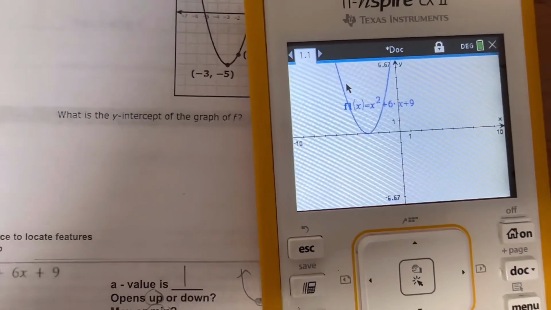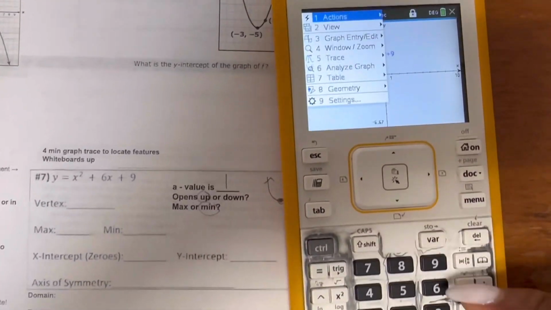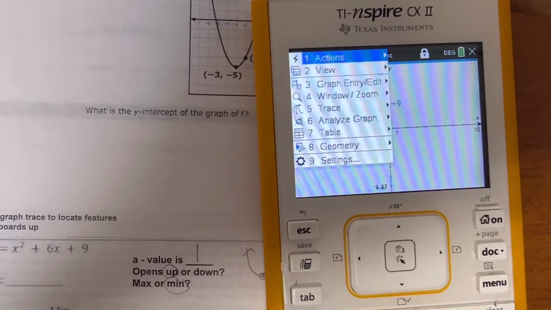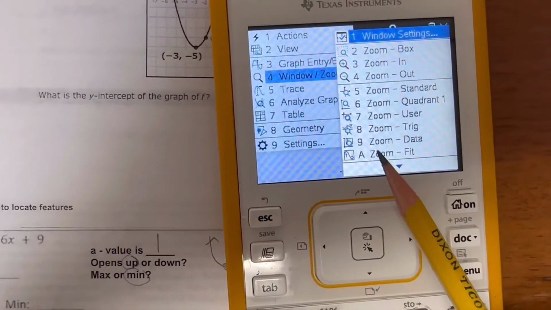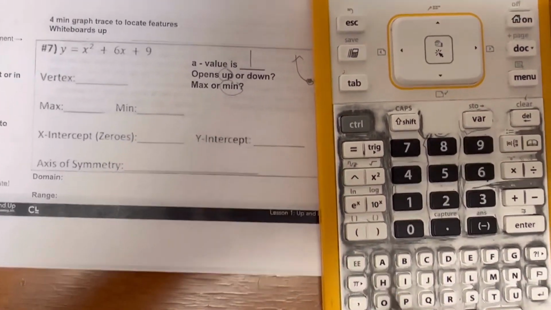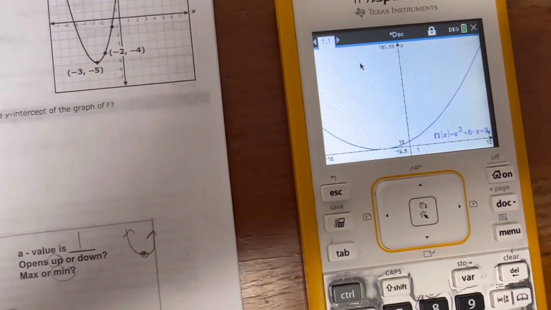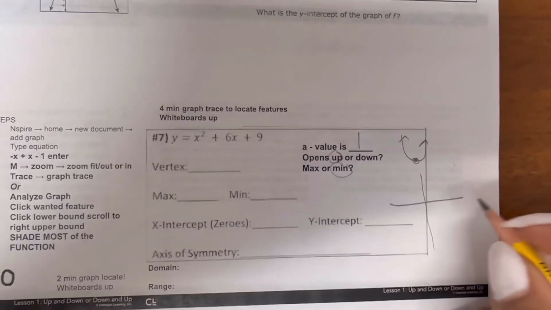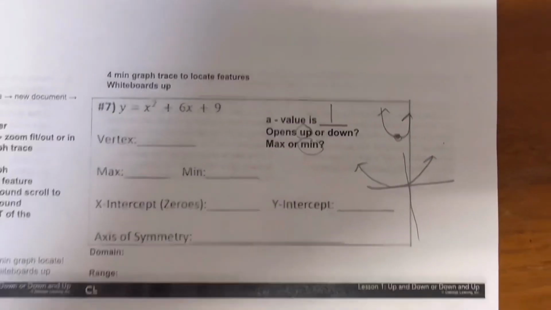Go ahead and zoom in. So your next step is zoom fit. Click on menu, click on zoom, number 4 is zoom fit, so you can see it bigger. Make sure you trace this graph. That way you remember what it looked like, and it looks something like this. Okay, make sure you're tracing it on your paper.